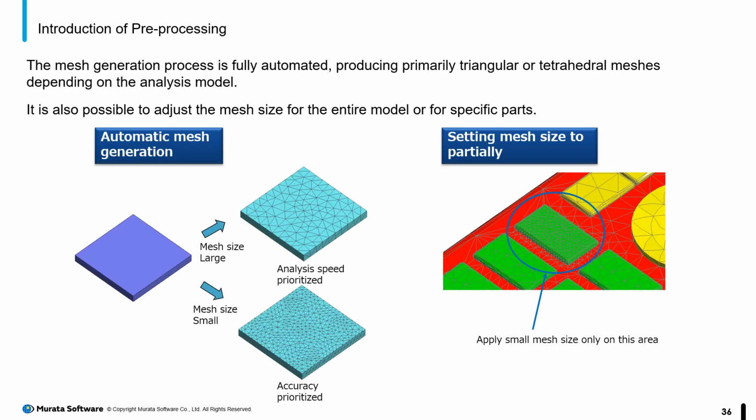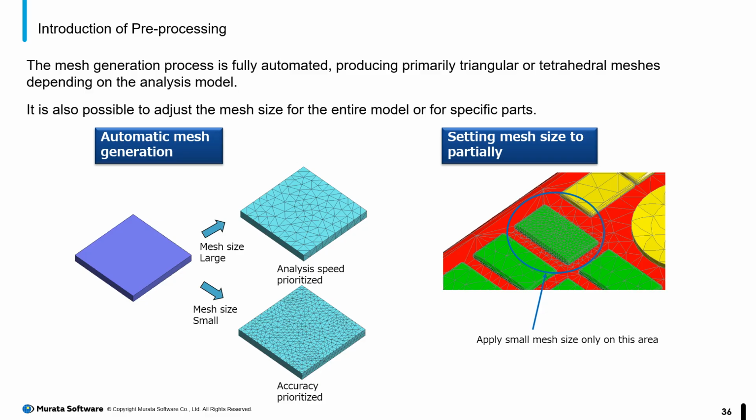Femtet's meshing is essentially automatic. However, the fineness of the mesh can be pre-specified by the user, depending on the analysis model. In general, a larger mesh size leads to shorter analysis times but results in lower accuracy, while a smaller mesh size provides better accuracy but requires longer analysis times.